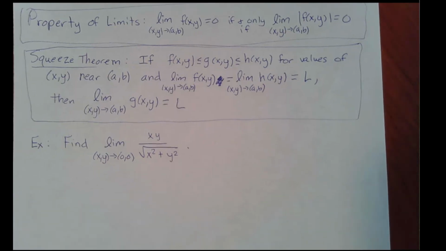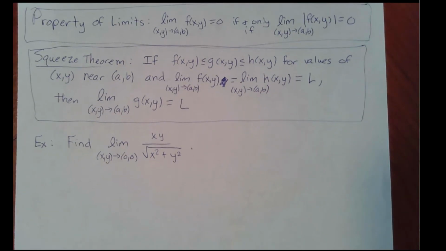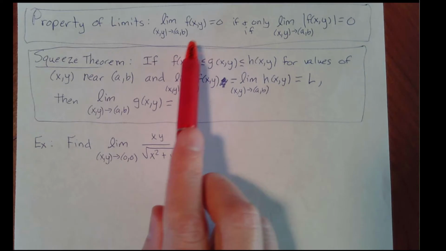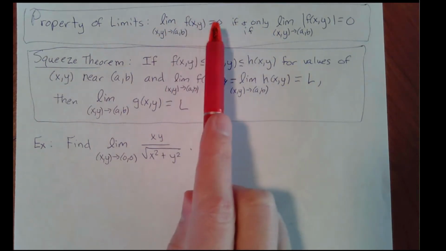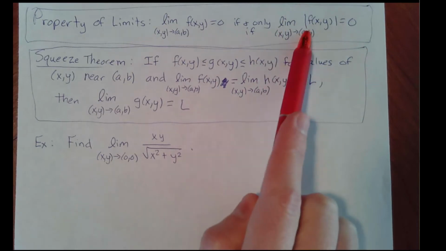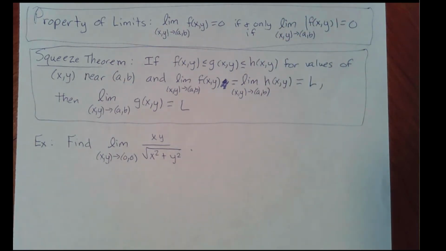In this video, I'm going to show you how you can use the squeeze theorem to find certain limits for functions of two variables. Now, I'm also going to use this additional property of limits here that says that the limit of a function is equal to 0 if and only if the limit of the absolute value of that function is also equal to 0.